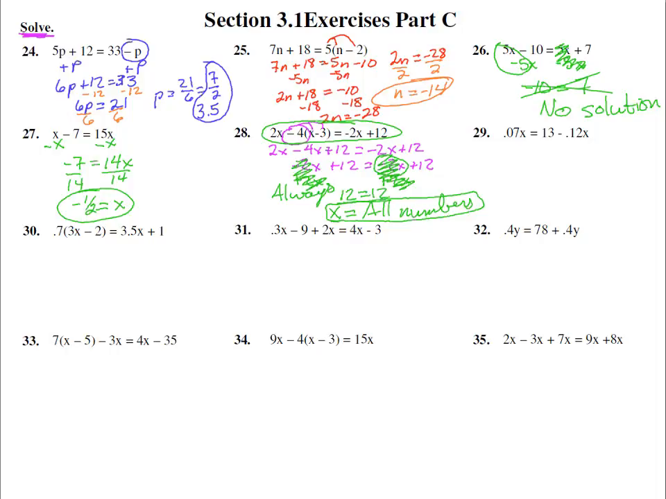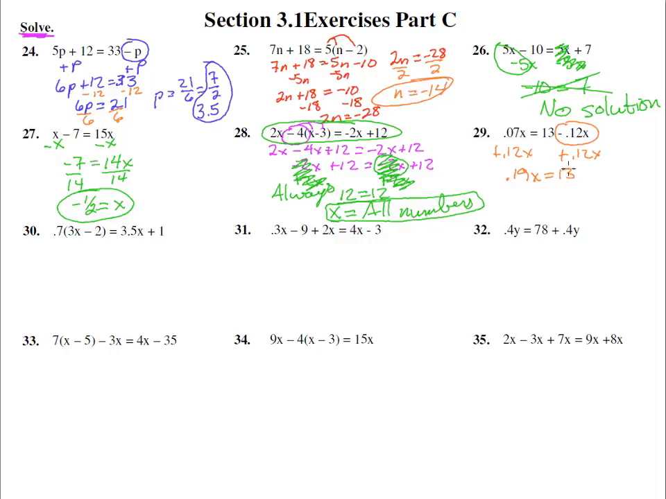Number 29. Let's try this one. Ooh, 0.07x equals 13 minus 0.12x. Well, we've got to get the x's together, so we choose one to get rid of. Let's get rid of this one right here. So if we add 0.12x to both sides, this is going to be 0.19x equals 13.